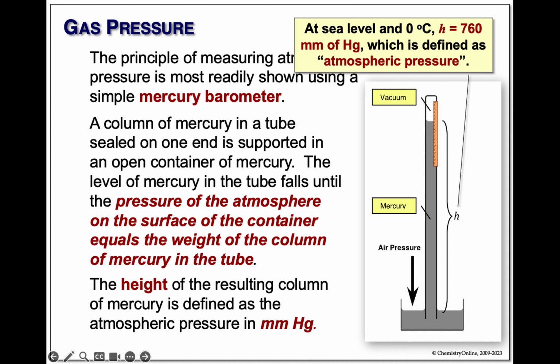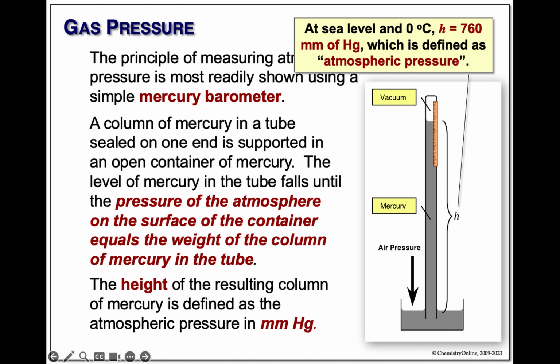At sea level, 0 degrees centigrade, sorry, this height is 760 millimeters. This is defined as atmospheric pressure. Pressure in the atmosphere, again, air pressure pushing down. This goes up and down depending upon the level of air pressure. The height here, again, is measured in millimeters of mercury.